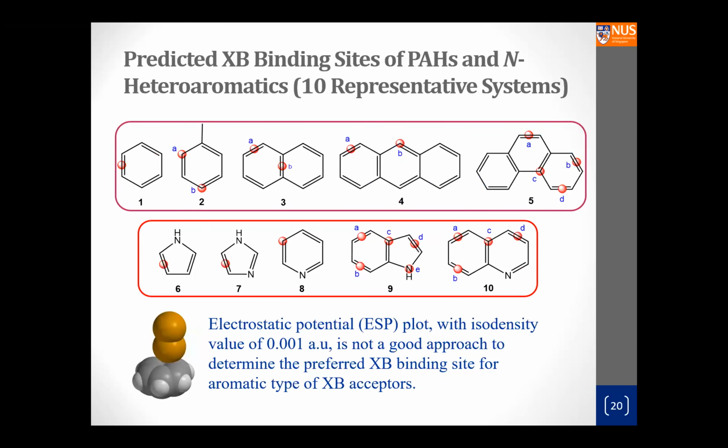So we go on. I won't go through the detail of the scan. The actual local energy minima are shown as red dots. In benzene, there's only one interaction site. In toluene, there are two, in the ortho and para positions, and so on with naphthalene and anthracene. It's quite unexpected, so it only interacts at certain sites of the aromatic ring, the same as with the nitrogen-containing compounds.